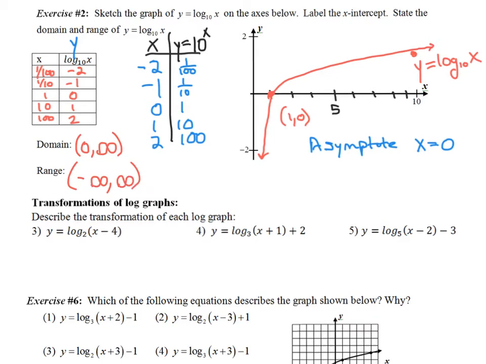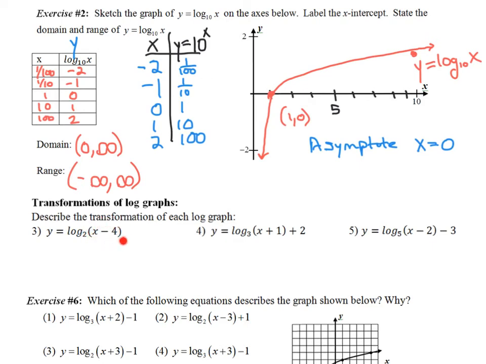Now the graphs that we have taken a look at so far are basic log graphs. But of course it's going to be helpful to us if we're able to do some transformations on these graphs. So we're going to look at some shifting of graphs, just like we looked at shifting of exponential functions. So looking at our first equation, y equals log to the base 2 of (x minus 4). Because I see that my x is being affected, that tells me that I'm going to have a horizontal movement.